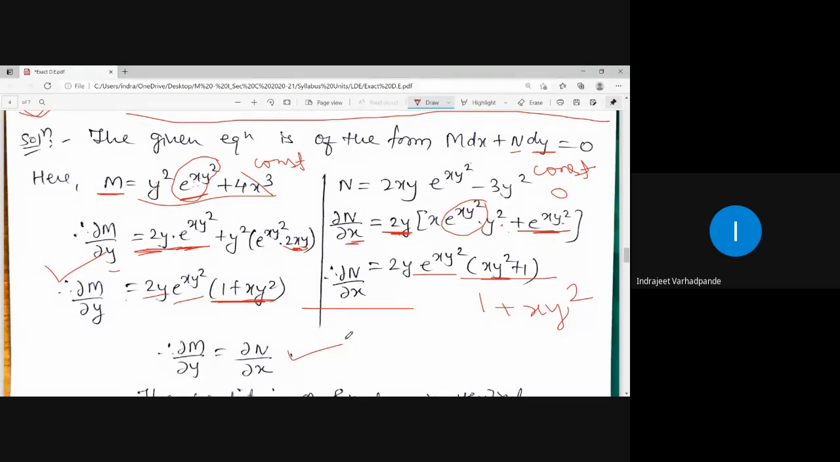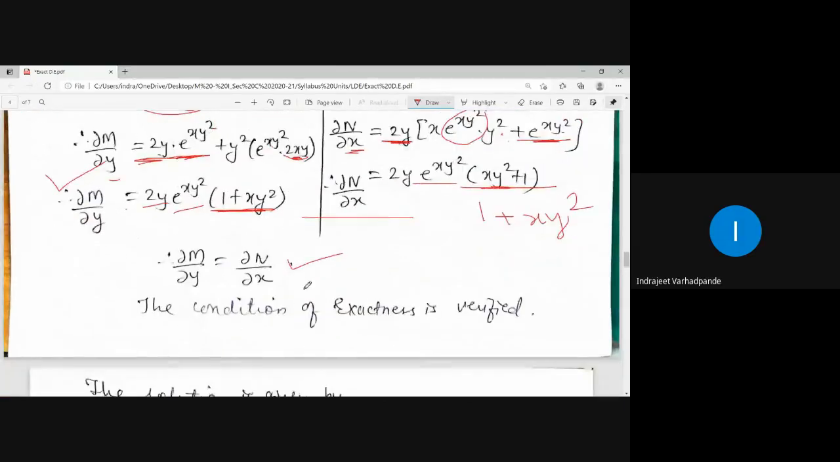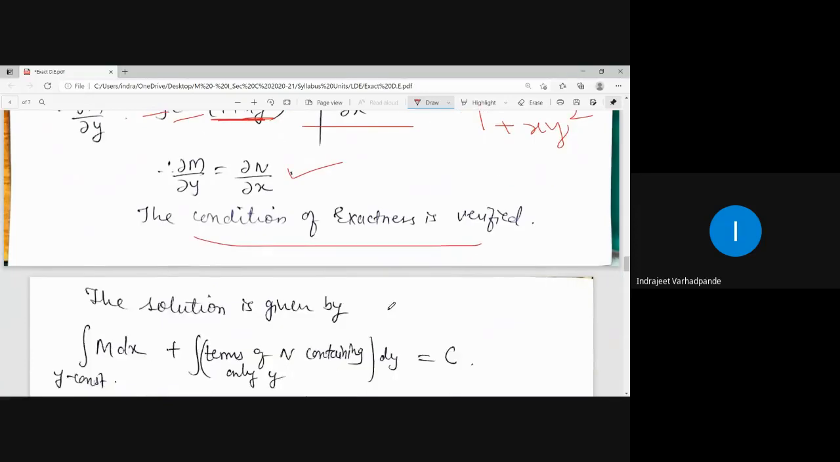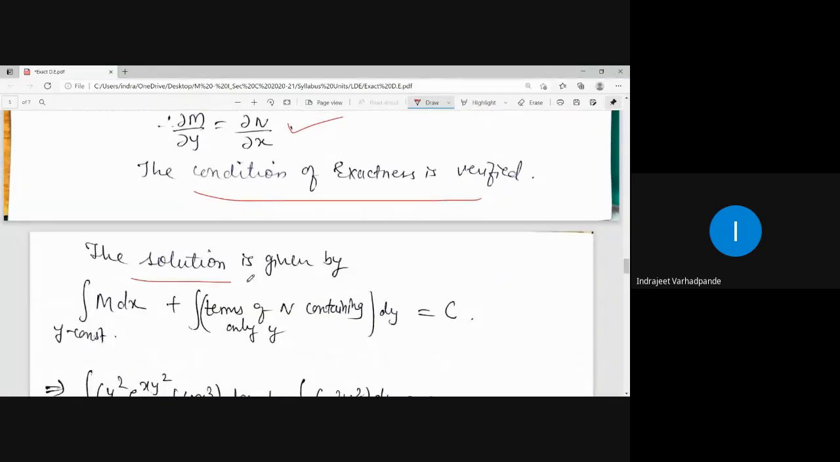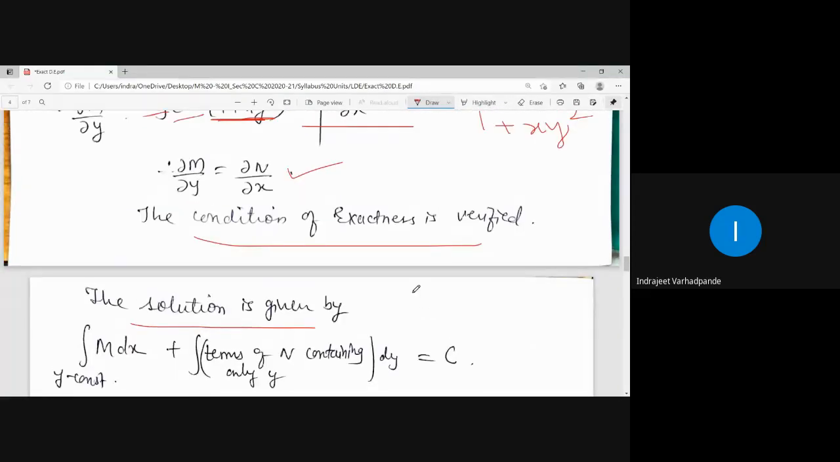Finished up to this? Yes, sir. So del m by del y is equal to del n by del x. The condition of exactness is verified. The solution is given by integration of m dx keeping y constant, plus terms of n containing only y dy is equal to c.